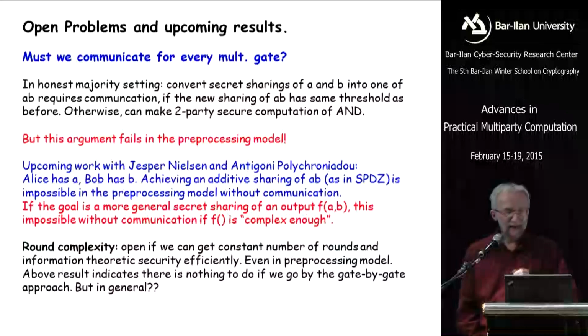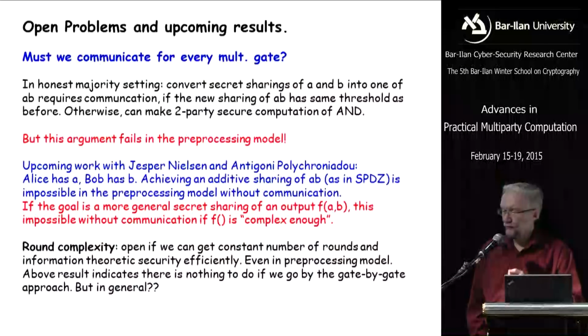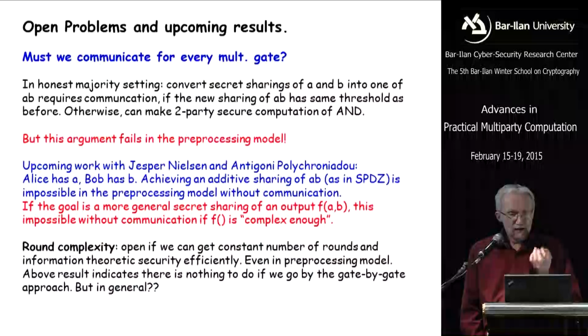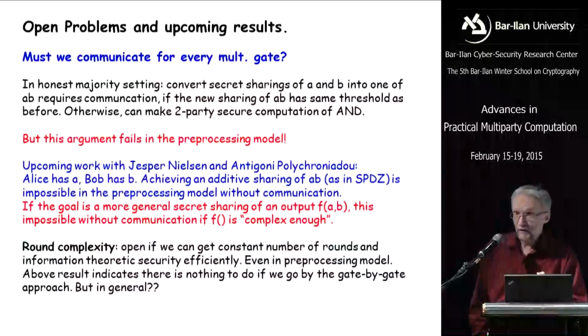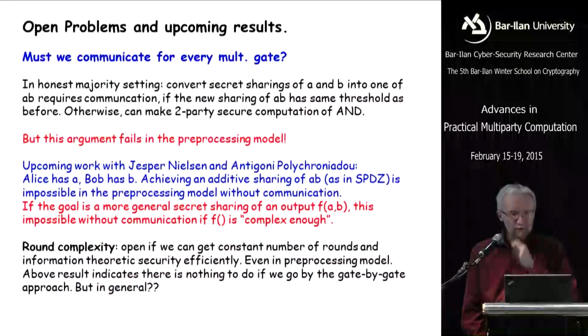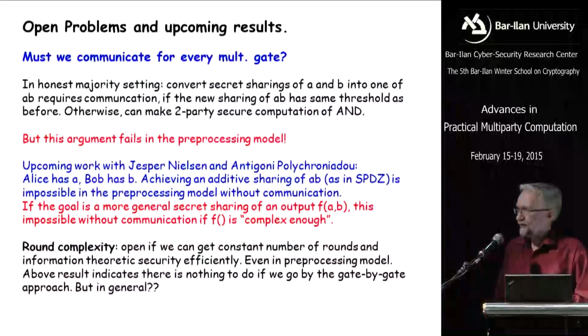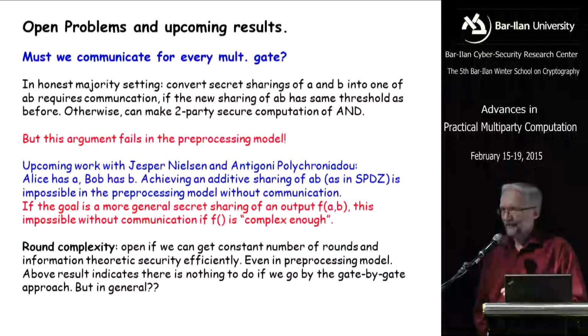But I have some upcoming work with Jesper and Antigone, where we look at something like the following. Let's say Alice has A, Bob has value B, and say we want to achieve an additive sharing of A times B, just like we do in SPDZ. This actually cannot be done even in the pre-processing model unless you communicate. If the goal is a more general sharing of, say, an output F of A times B, then you still cannot do this without communicating if F is in some sense complex enough.